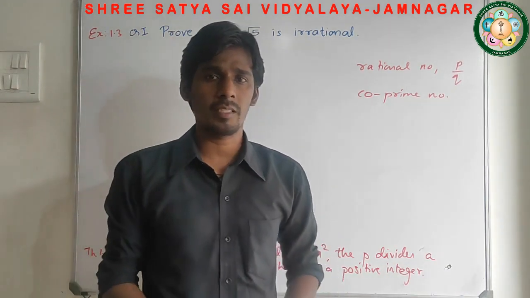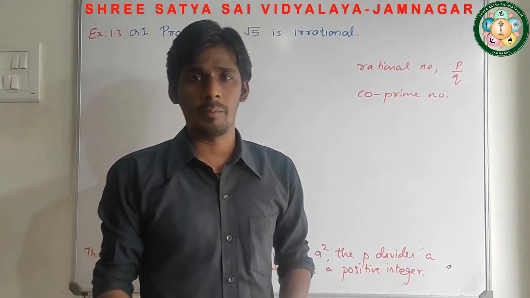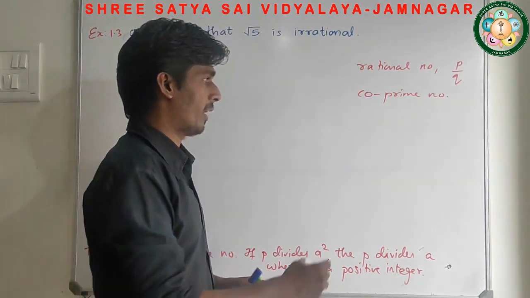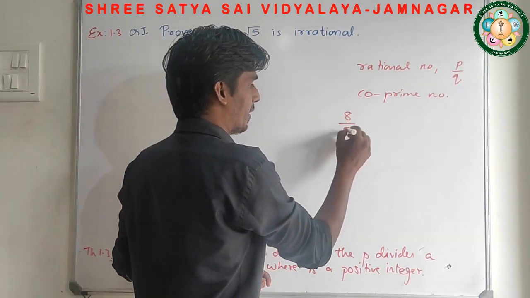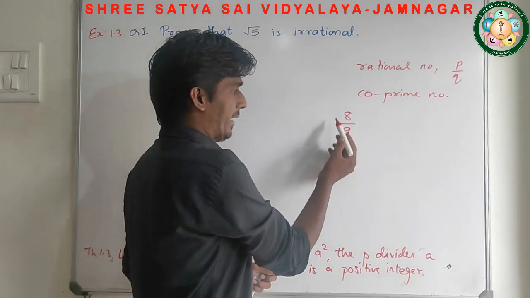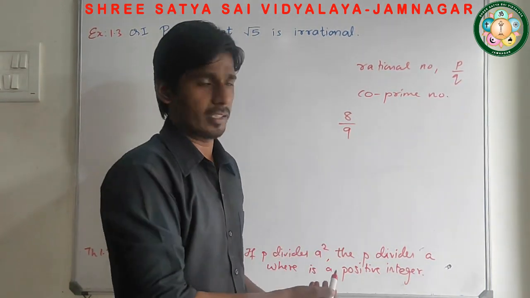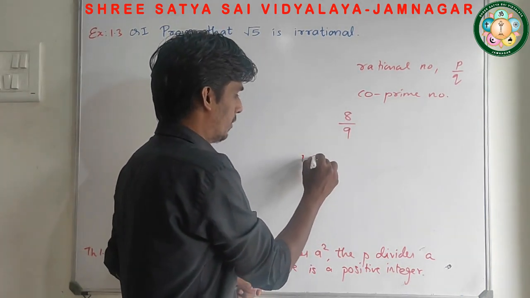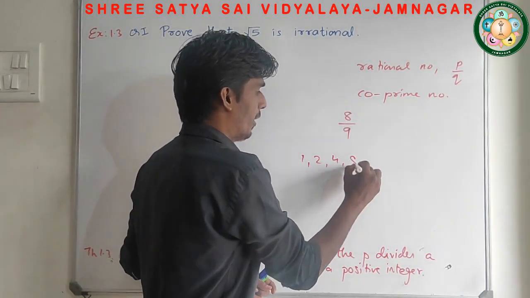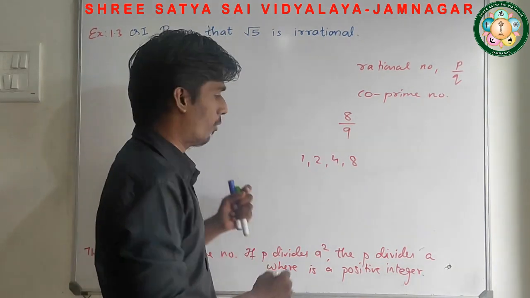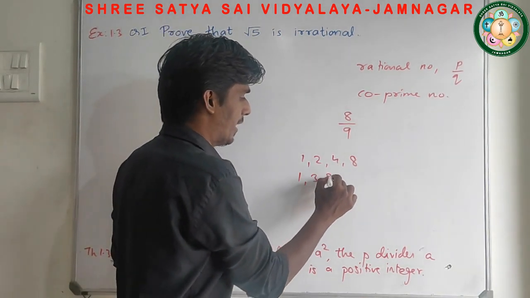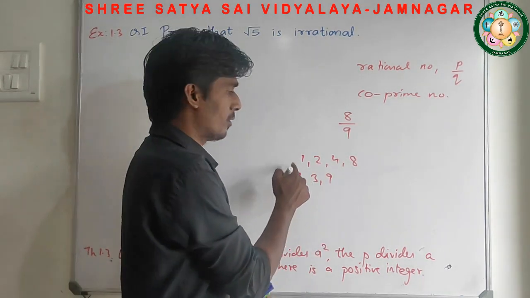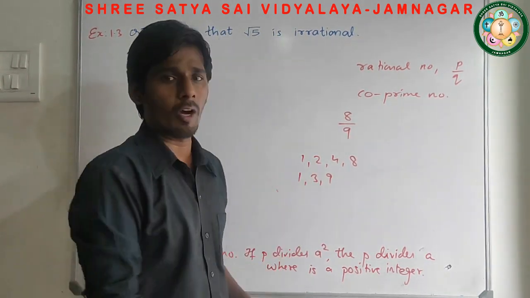Next thing you should know before this is what co-prime numbers are. If two numbers don't have any common factor other than 1, they are co-prime. For example, 8 by 9: the factors of 8 are 1, 2, 4 and 8 itself. Factors of 9 are 1, 3 and 9 itself. So they don't have any common factor other than 1.